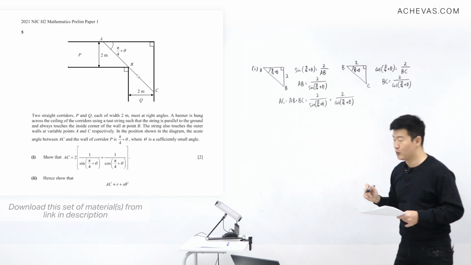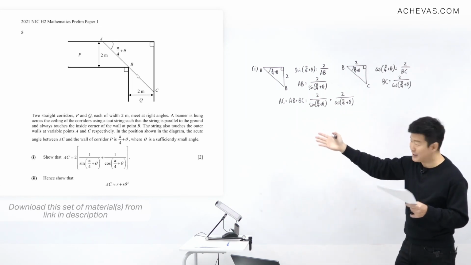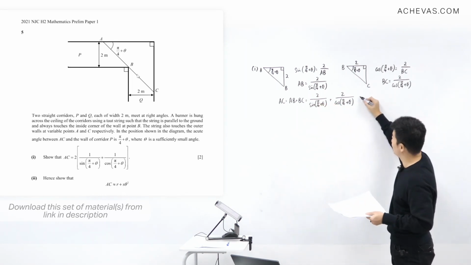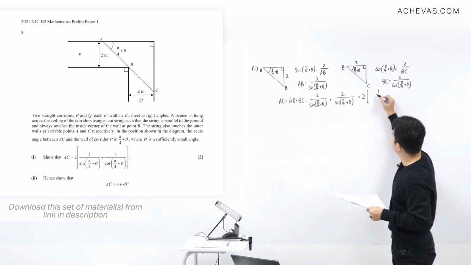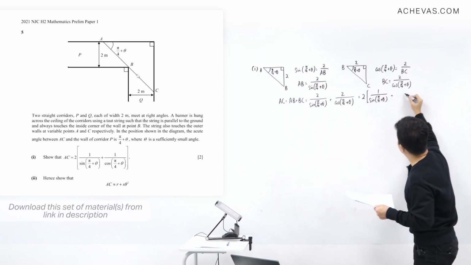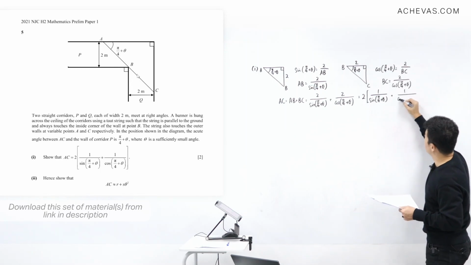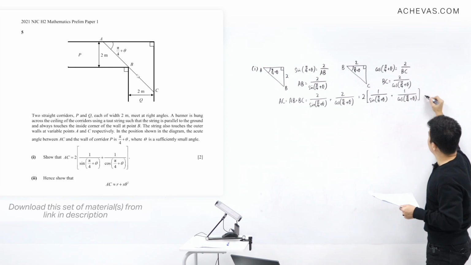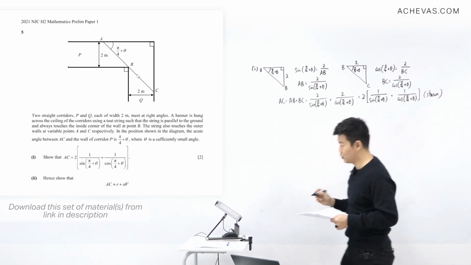And we are supposed to write it in the way that the question wants, which is just simply factorizing out 2 from here, right? So it's going to be just 2 of 1 over sine of pi over 4 plus theta, then plus 1 over cosine of pi over 4 plus theta. Okay, this is what the question wants us to show.